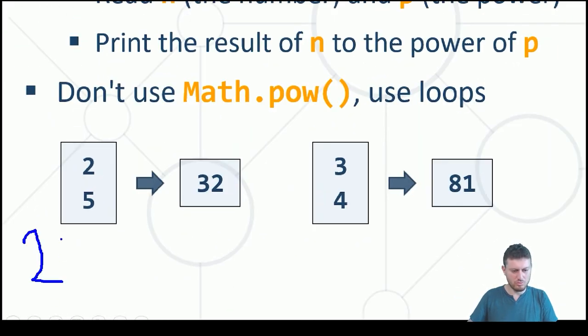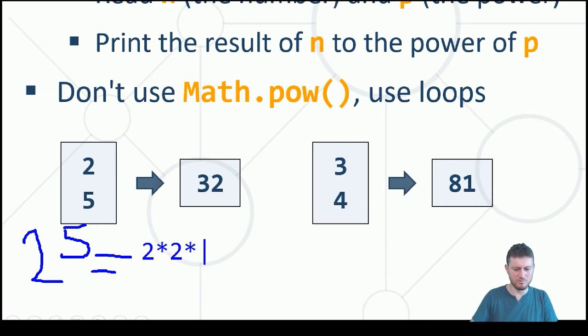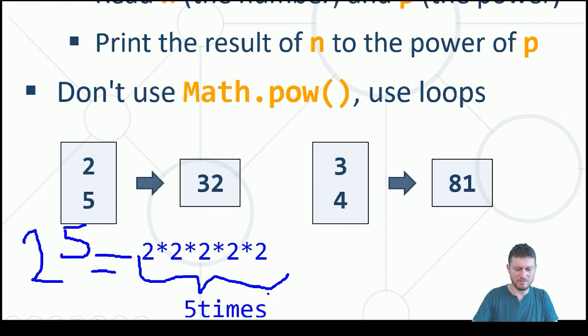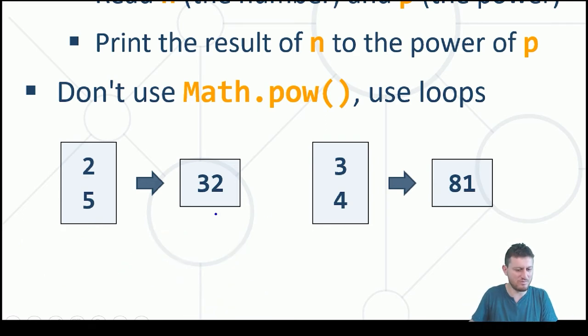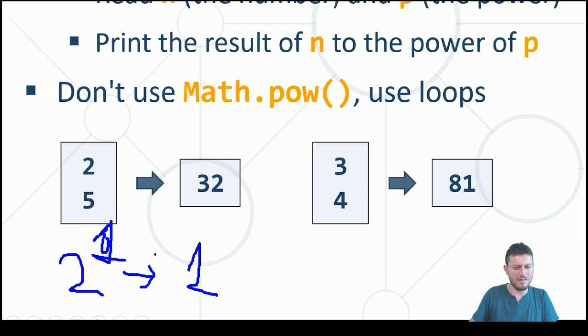So 2 raised to the power of 5 is in fact 2 multiplied by 2 by 2 by 2 by 2, and this is 5 times, right? So we need to repeat 5 times the multiplication by 2. And how do we start? We start from 1, because 2 raised to the power of 0 is 1. 2 raised to the power of 1 is 2, is 1 multiplied by 2. So if we have power 1, we multiply by 2.